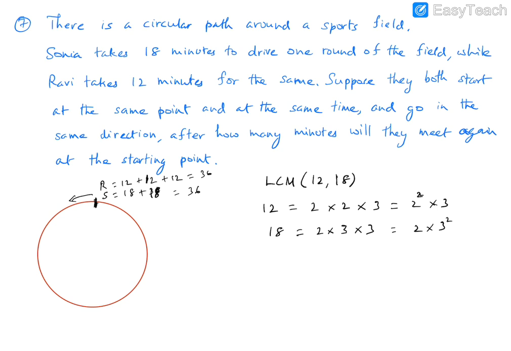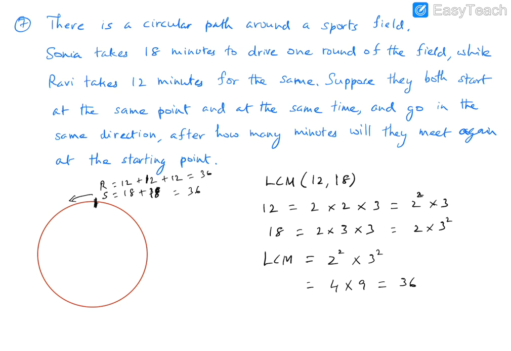To find the LCM, we take the greatest power of each of the prime factors and multiply them. The greatest power of the prime factor 2 involved in these prime factorizations is 2 power 2, and the greatest power of 3 is 3 power 2. So the LCM is simply going to be LCM equals 2 power 2 into 3 power 2. 2 power 2 is 4, and 3 power 2 is 9. 4 nines are 36. So the LCM is 36, and that is what we figured out here as well.